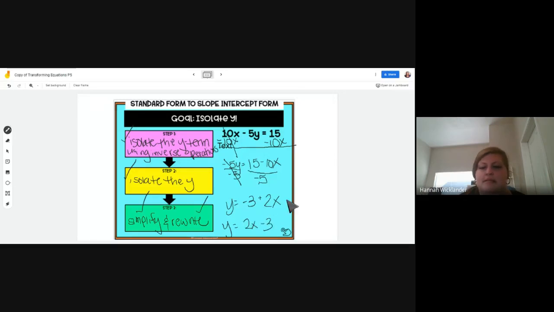So I kept everything the same, I just flipped the 2x and the 3 so that the x was in front. So does anyone need me to go over any of these steps that I just did, or do we kind of have a feeling that it's making a little bit of sense? Just let me know if you need me to do another step again.